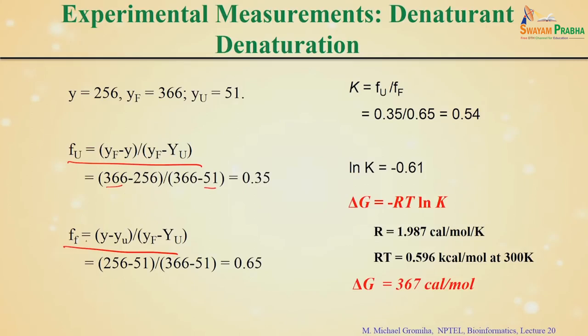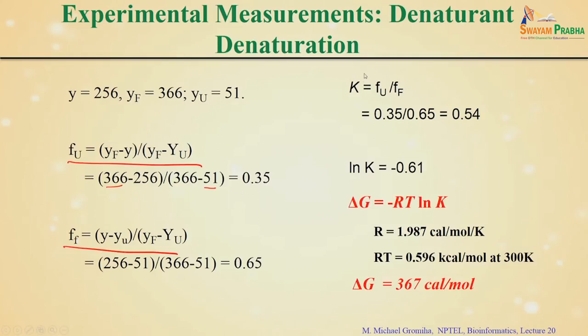Then the FF, this is given as Y minus YU divided by YF minus YU, right? You will give the values of YU, YF, right? And get that value, the 0.65. So we have the unfolded state and the folded state fractions. We can convert this information into equilibrium constant.